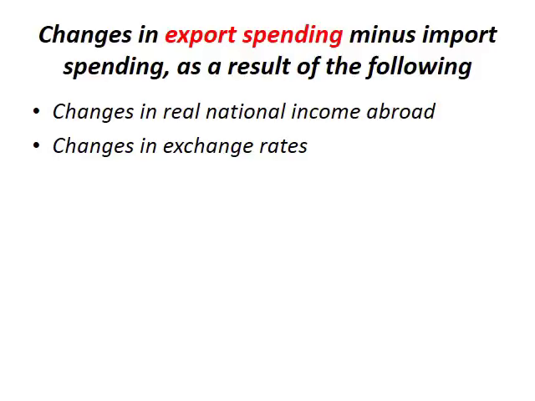Changes in export spending minus import spending. Well, if we have changes in real national income abroad, so let's say the rest of the world becomes richer, they buy more of our exports. And changes in exchange rates: if our currency appreciates and is worth more, it becomes more expensive for other countries to buy our goods, and our exports go down. Or if our currency depreciates, our goods become cheaper for other countries, and they buy more of our exports.